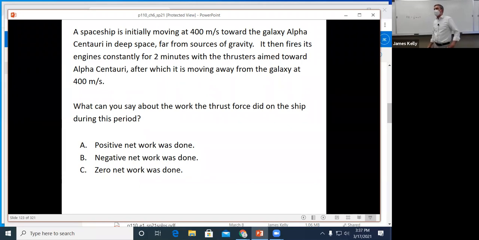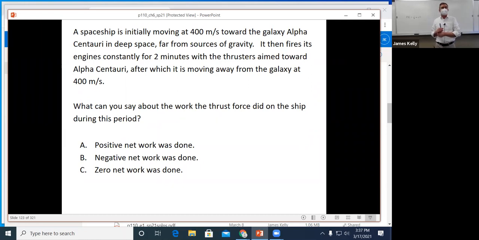Well, it could have been going towards Alpha Centauri for years before that, but we're just saying right at the moment the thrusters start firing, that's going to be our initial. And then it ends up going in the other direction. That's going to be our final, when it gets to 400 meters per second in the other direction. I don't really care what happened before that. Maybe something blasted it really fast right before that, or maybe it had been traveling at a constant speed of 400 for a year before that, but that doesn't affect what happens between initial and final.